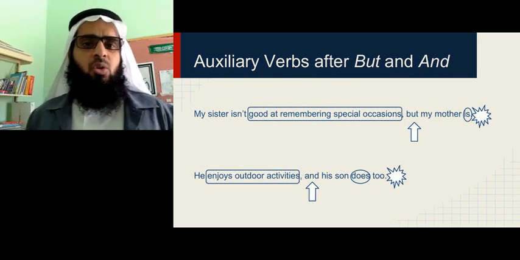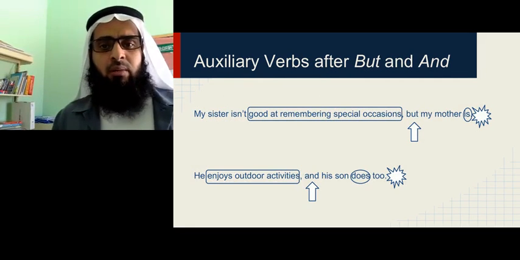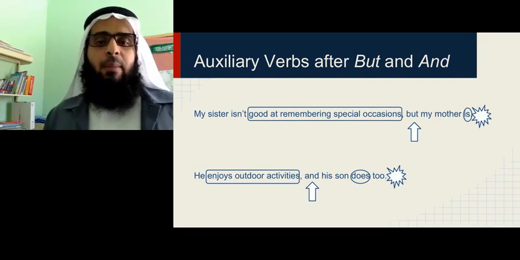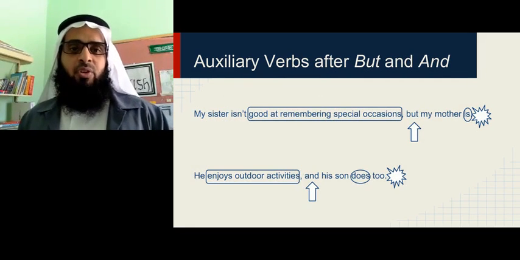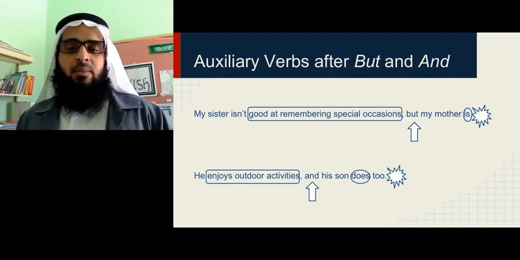Now, consider the two sentences. My sister isn't good at remembering special occasions, but my mother is. As you can see, I used but in the first sentence. And what my sister and my mother have in common is being good at remembering special occasions. But I did not repeat this. I only took the verb be, is.